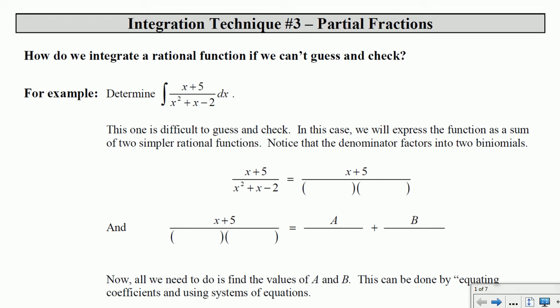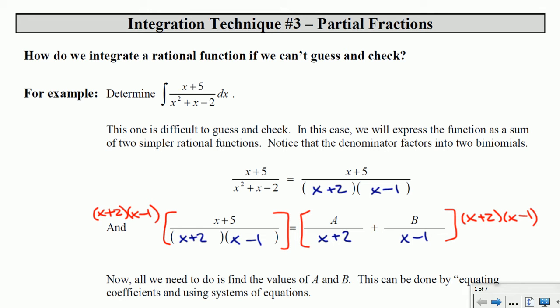Starting with this one, (x + 5)/(x² + x − 2) is a little bit difficult to guess and check, but we can factor the denominator into (x + 2)(x − 1), which we can further express as a sum of two simpler rational functions, A over (x + 2) and B over (x − 1). Now to figure out what A and B are, it would be helpful to multiply both sides of this equation by (x + 2) and (x − 1).